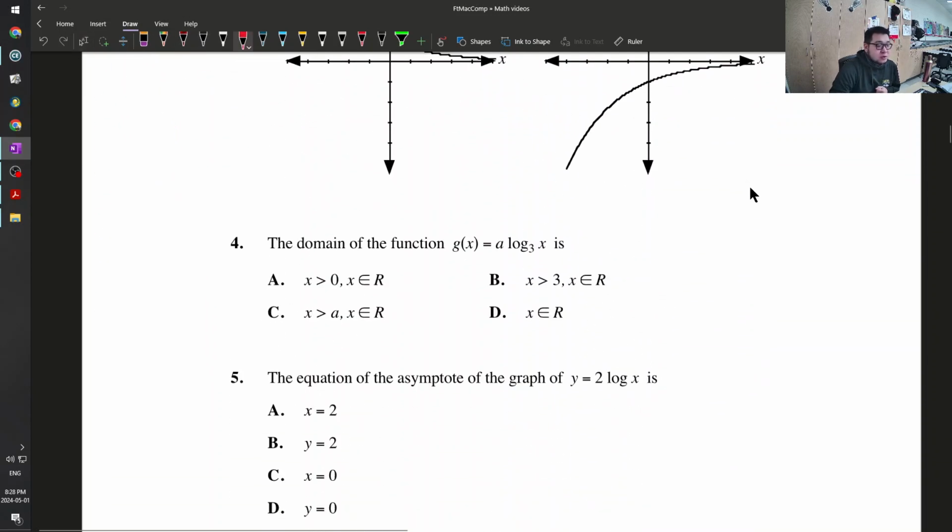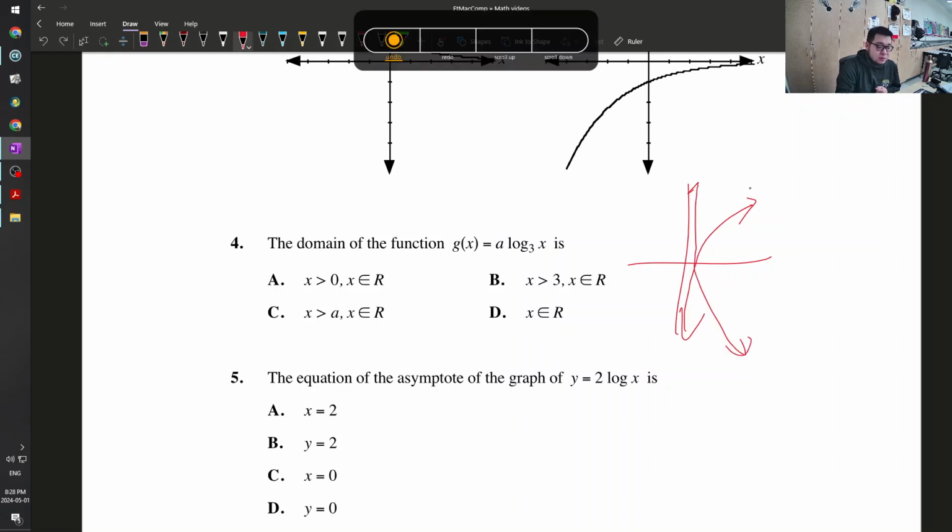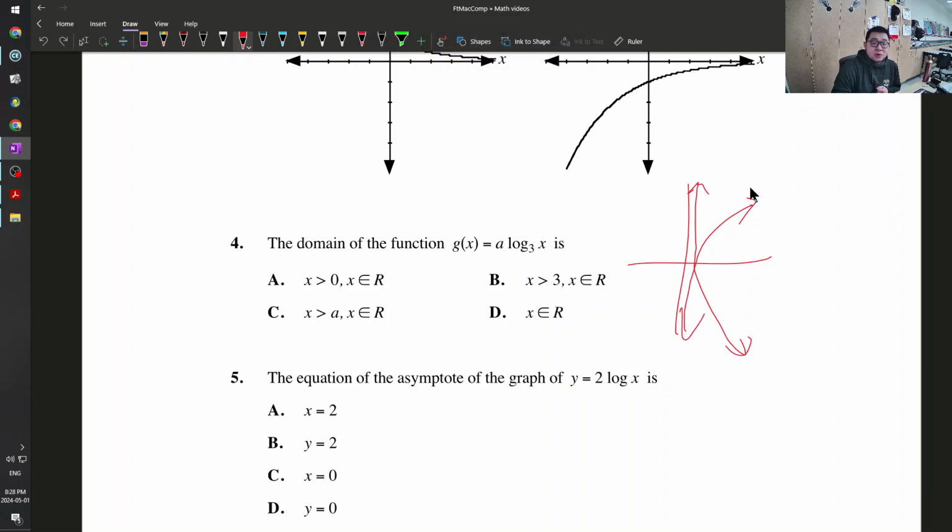Keep going. What is the domain of g of x equals log base 3 of x? The domain of all log functions, doesn't matter which way they turn, is x must be greater than 0, and x is a real number. So 4 is going to be A.